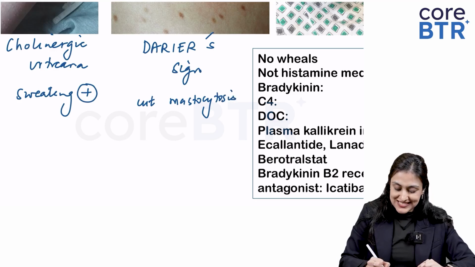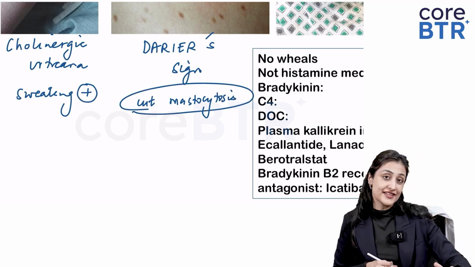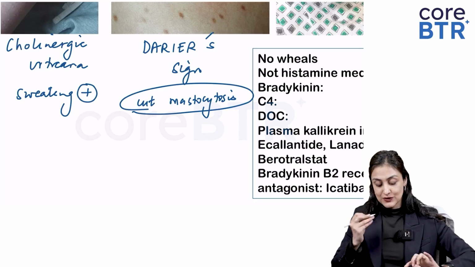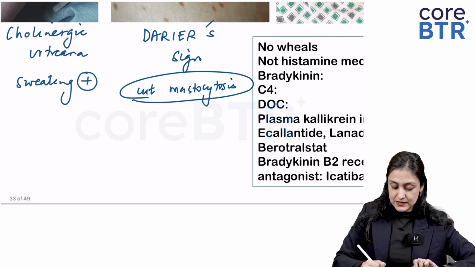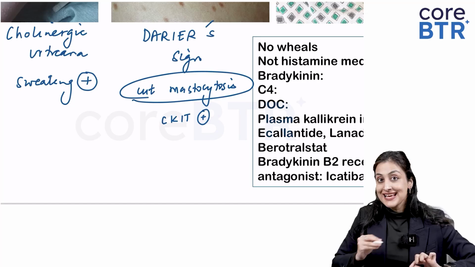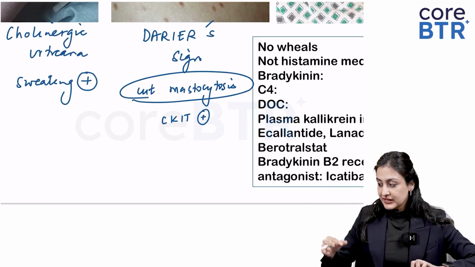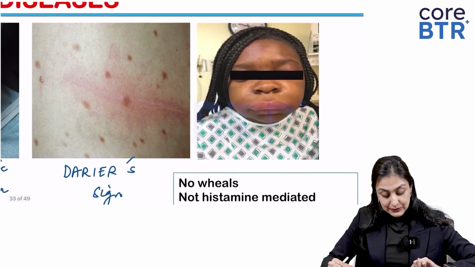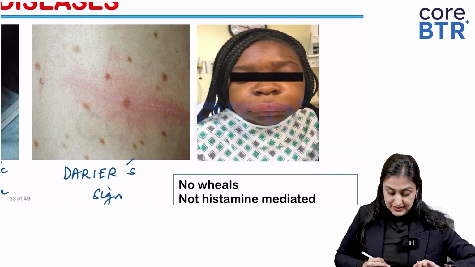As the name suggests, it's a mast cell proliferation, and that's why there is too much histamine release. So that's Darier's sign, and this is associated with c-KIT mutation, right? So that's cutaneous mastocytosis. Something which looks like histamine mediated but is not is this condition.